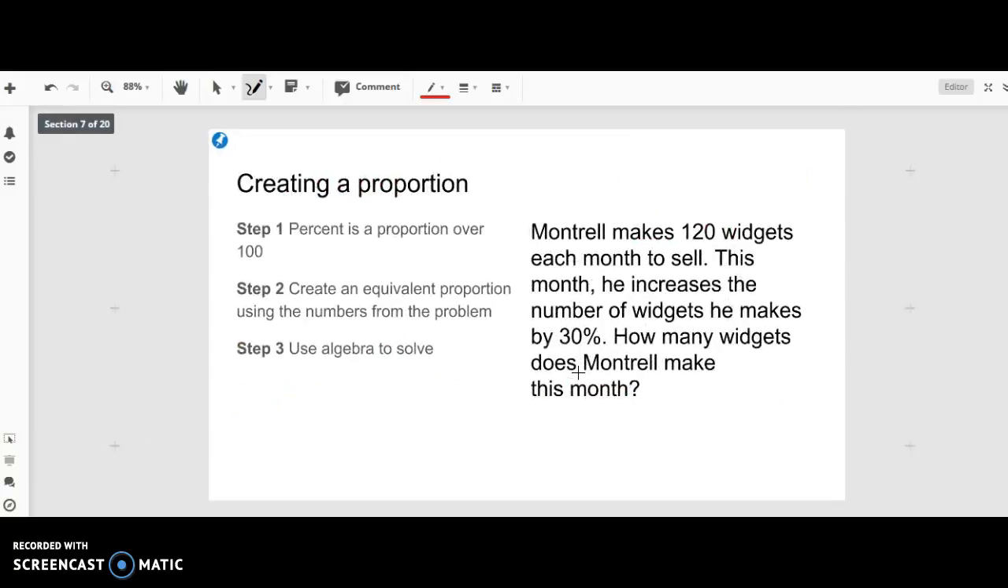The third way of solving these types of problems is to make a proportion. So a percent is a portion over 100. So I've already got a proportion. So this 30% is the proportion of 30 over 100. And that's going to be equal to my original, which is 120, over x.